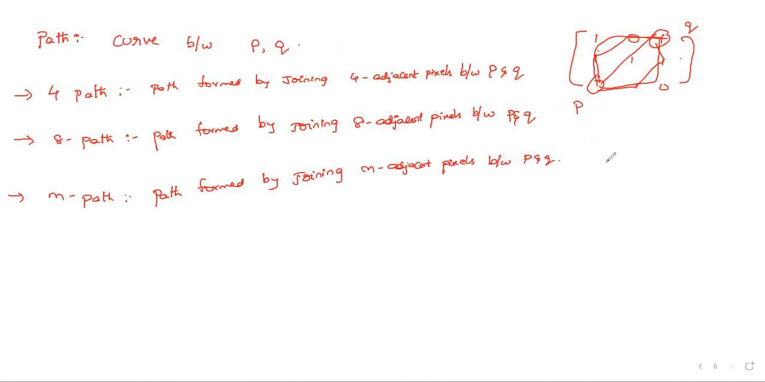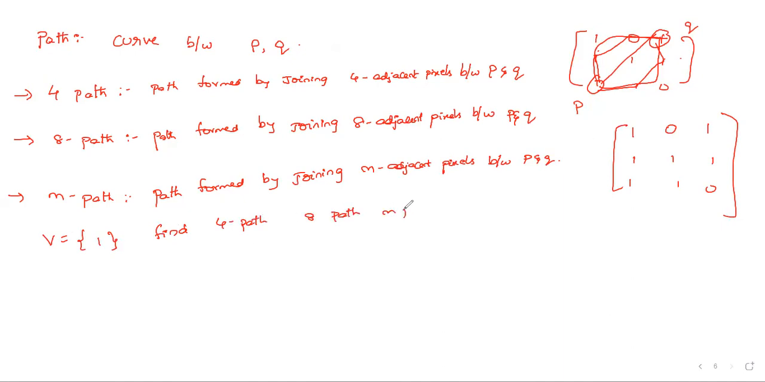So I am considering one image: 1 0 1 1 1 1 1 1 0. I define V is equal to 1. Find 4 path, 8 path, and M path between P and Q. So this is P, this is Q. Now let us see. I am drawing the 4 path now.